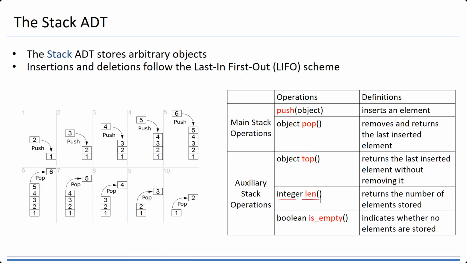Integer length. So I want to get how many elements are stored in the storage. If I have this one, then I can check. There are 5 elements, so it means there are 5 items. I have Boolean is empty. It indicates whether no elements are stored. If there is no element anymore, then the result here is true. If we still have elements, then the result will be false.